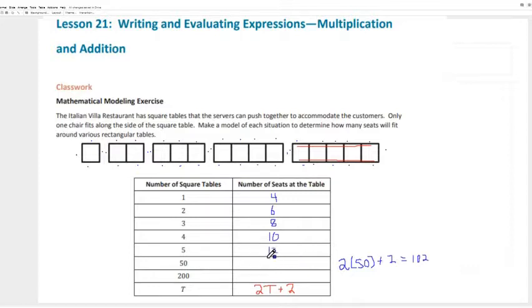So as you can see, I'm doubling it, and then I'm adding 2 to what I doubled. So let's do the 200 without writing it out. Remember, the 2 says to double the table. So if I double 200, that'd be 400, plus 2 would be 402. All right, so that's our table with our expression.